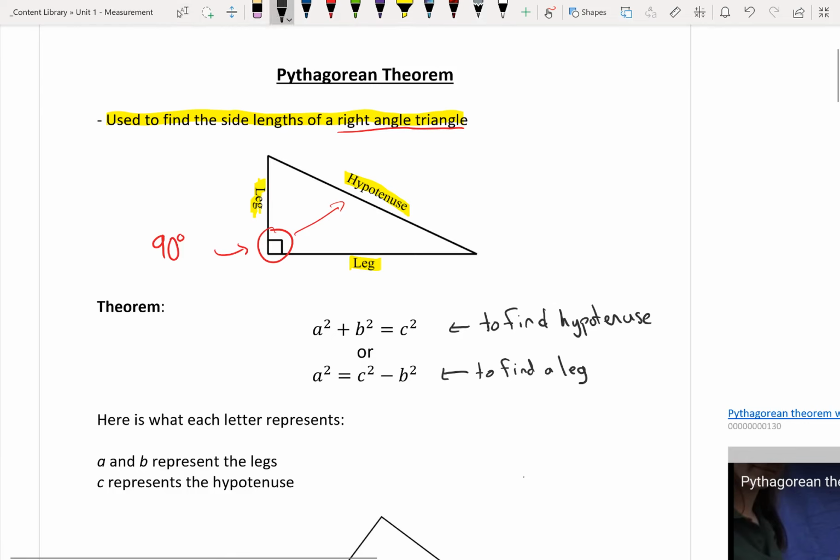So for example, if we go back up to our image at the top, we can say that's A, that's B. Again, those can be interchanged. This could be B up here, this could be A down there. It doesn't matter. And then C represents the hypotenuse. So the hypotenuse will always stay C. So A and B represent the legs, C represents the hypotenuse.